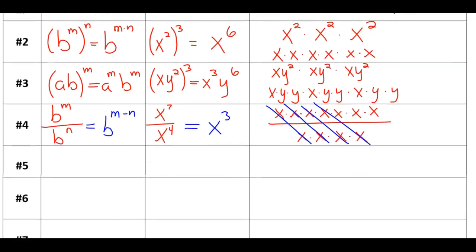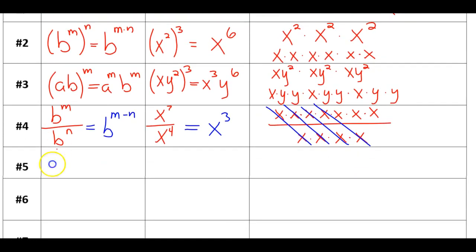Okay, number 5 is a lot like number 3. It's just the fraction form. So if I have a over b to the m power, if you had to take a wild guess, what do you think is going to happen with a and b? They're both going to get raised to the m power.